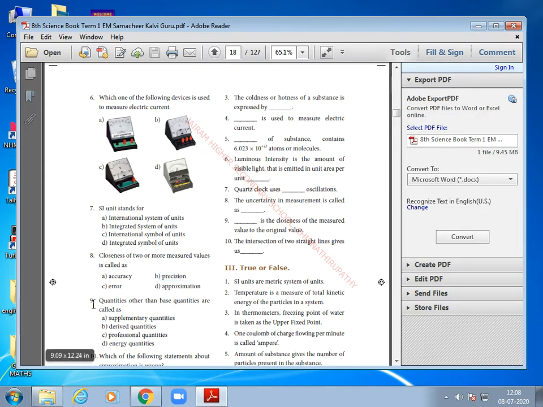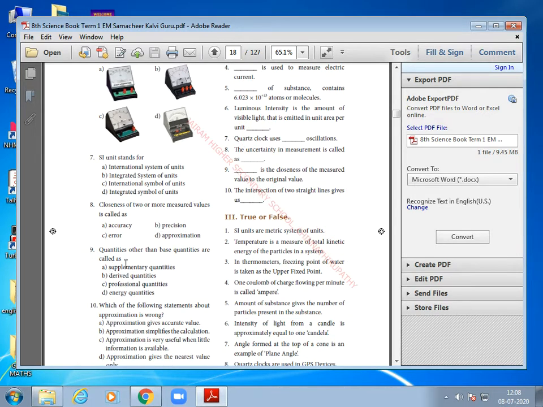Next, ninth question. Quantities other than base quantities are called what? Derived quantities. Option B is derived quantities.